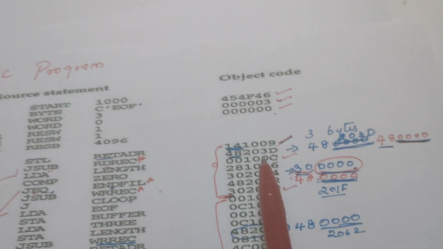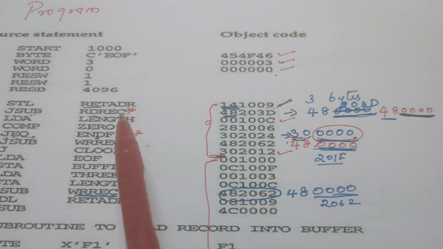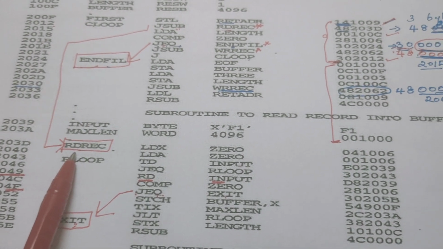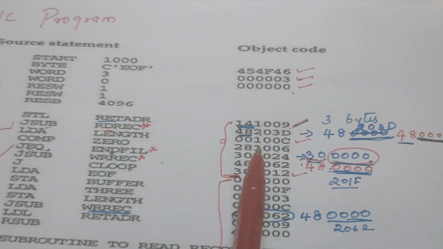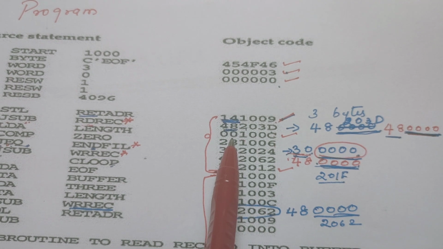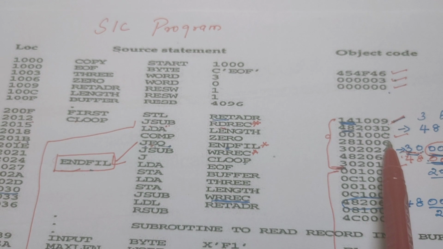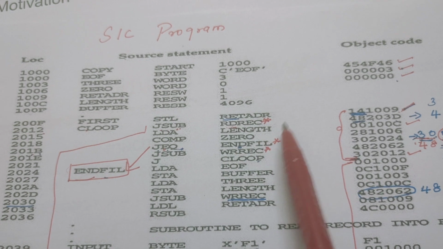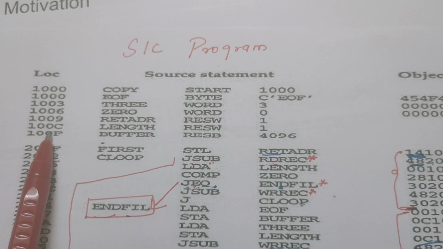Now come to the second object code, 48203D. 203D must be the address of the label read record. Let us check it out. Yes, the read record label appears here and its address is 203D. Okay, now move on to the third object code, 00100C. 00 is the object code for LDA. What is this 100C? 100C must be the address of the label length, isn't it? Let us check now. Yes, the length label is here and its address is 100C.